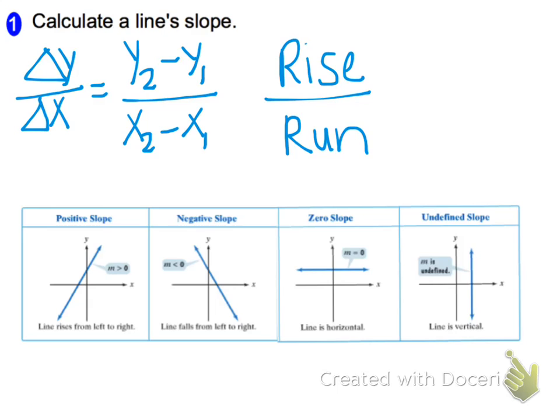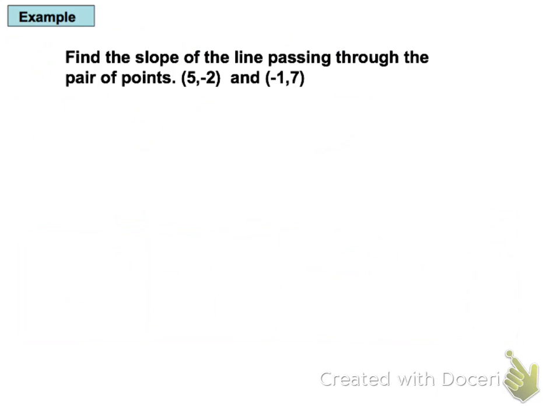Also to review with you, a line going uphill from left to right is a positive slope, downhill is a negative slope. If the line is horizontal, it has a slope of 0, and if the line is vertical, it has a slope that's undefined. So let's go ahead and continue on.